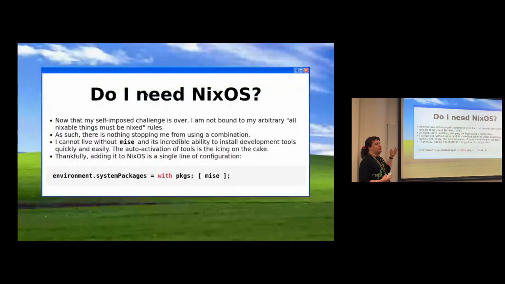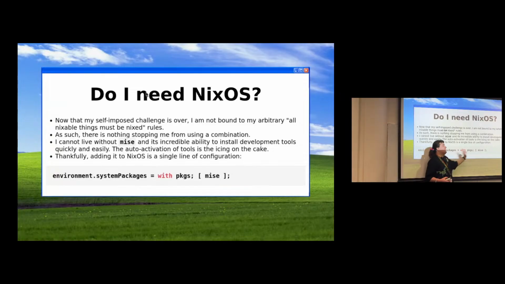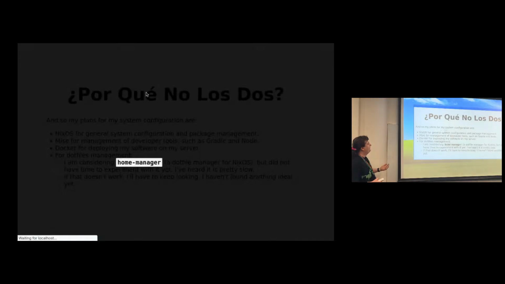And so the question is, now do I need NixOS? So now that my self-imposed challenge is over, I'm not bound to my arbitrary "all nixable things must be nixed" rules. And as such, there is nothing stopping me from using a combination of the previous things. I can't live without Mise. I love the fact that I can CD and it will automatically activate the right tools for me. That's great. Thankfully, adding it to NixOS is a single line of configuration. So I did that and it all just worked.